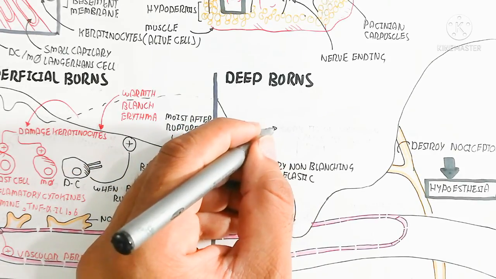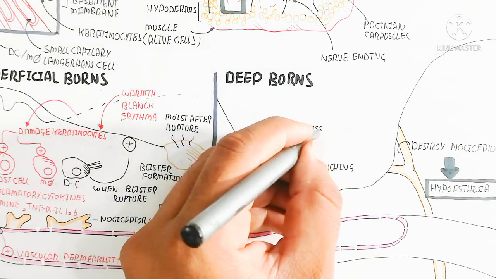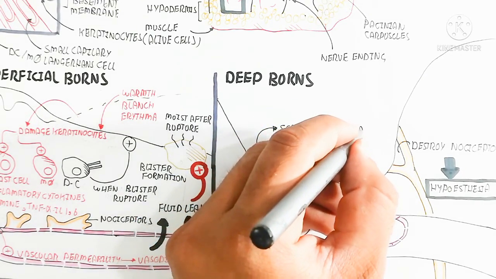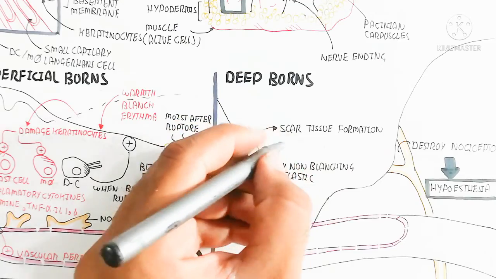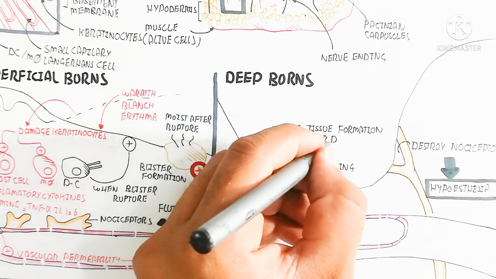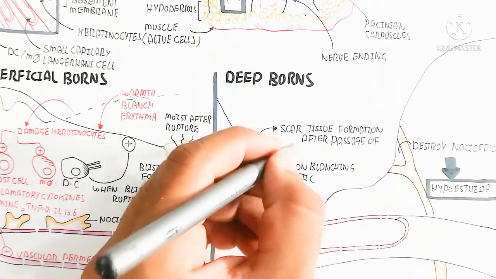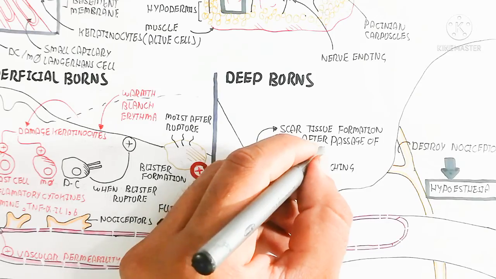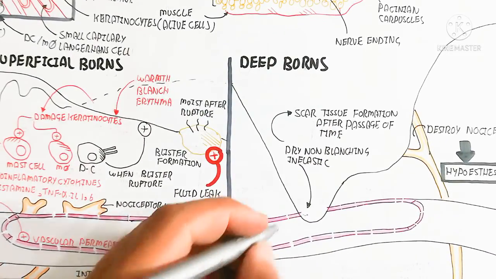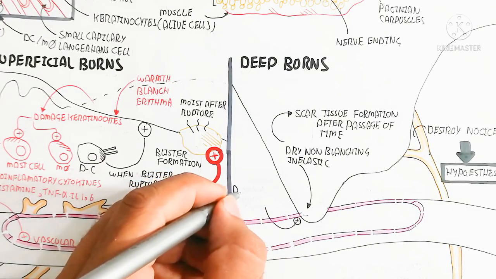And here you can see the dry, non-blanching, inelastic character due to damage of the blood vessels, and clotting factors will clot due to platelet activation and coagulation. You can understand that this is the scar tissue formation after passage of time during the recovery. But this recovery is not a complete remodeling, so the skin remains dry, non-blanching, and inelastic.